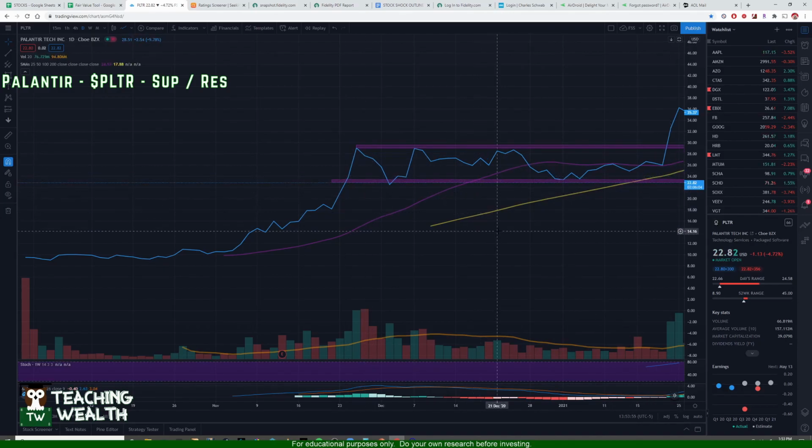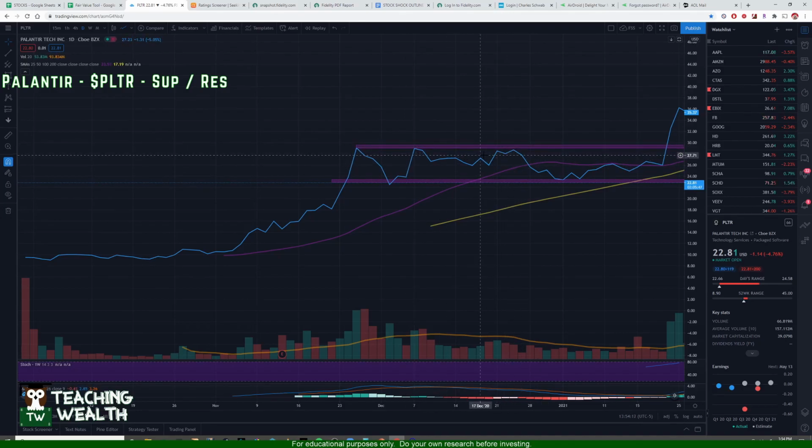Well, I'm glad you guys brought Palantir up, because this is actually a decent example of the psychology of supports and resistances. So this would be our support in this current case, and this would be our resistance in this current case.